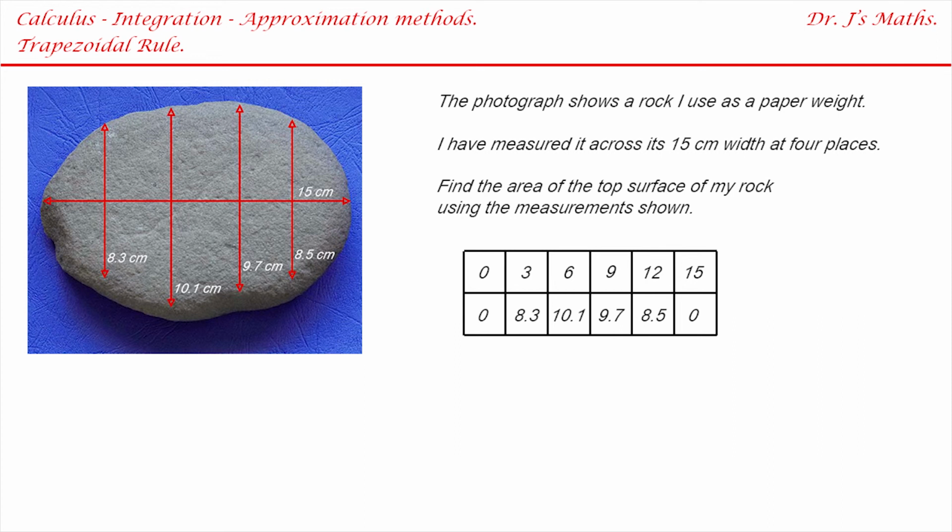Now I think of my formula, which I'm going to use for my trapezoidal rule, and that says the distance between the x values, which is 3, over 2 for averaging. So I put those two values down, and then I add my consecutive pairs. So 0 plus 8.3 gives me 8.3, 8.3 plus 10.1 is 18.4, etc. So I put all that in my calculator and I get 109.8 centimetres squared. A very, very impressive rock I have for my paperweight.